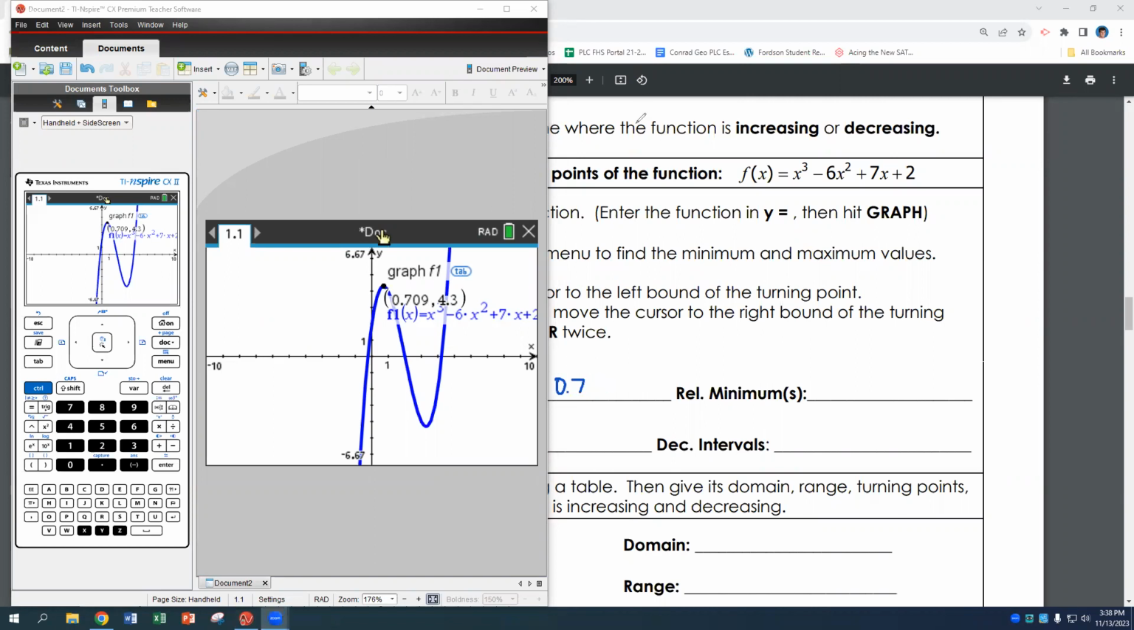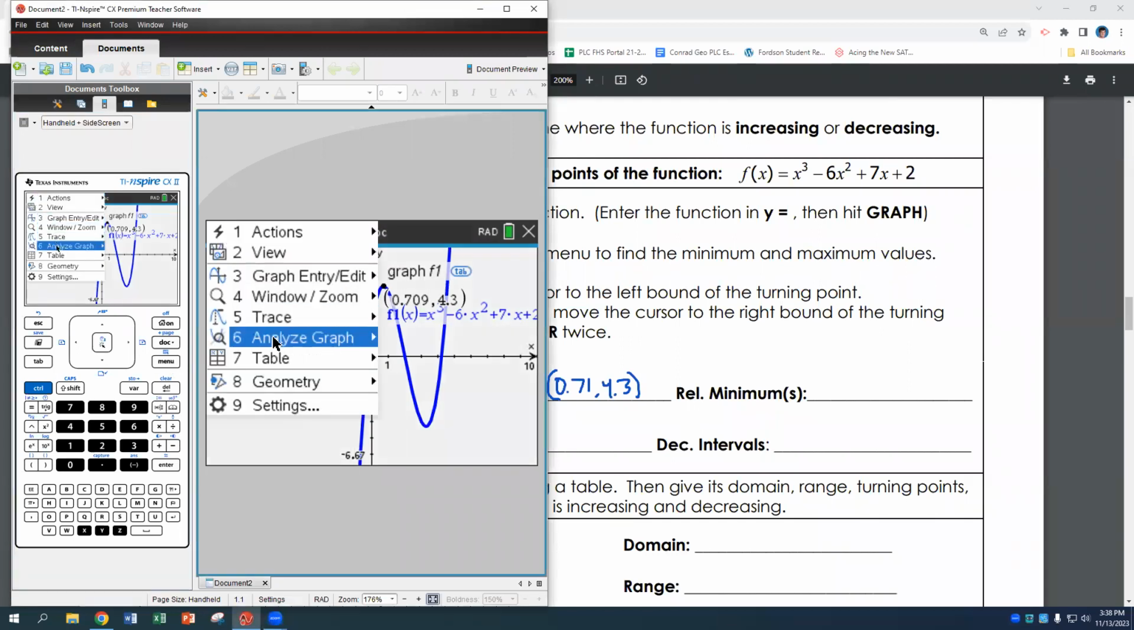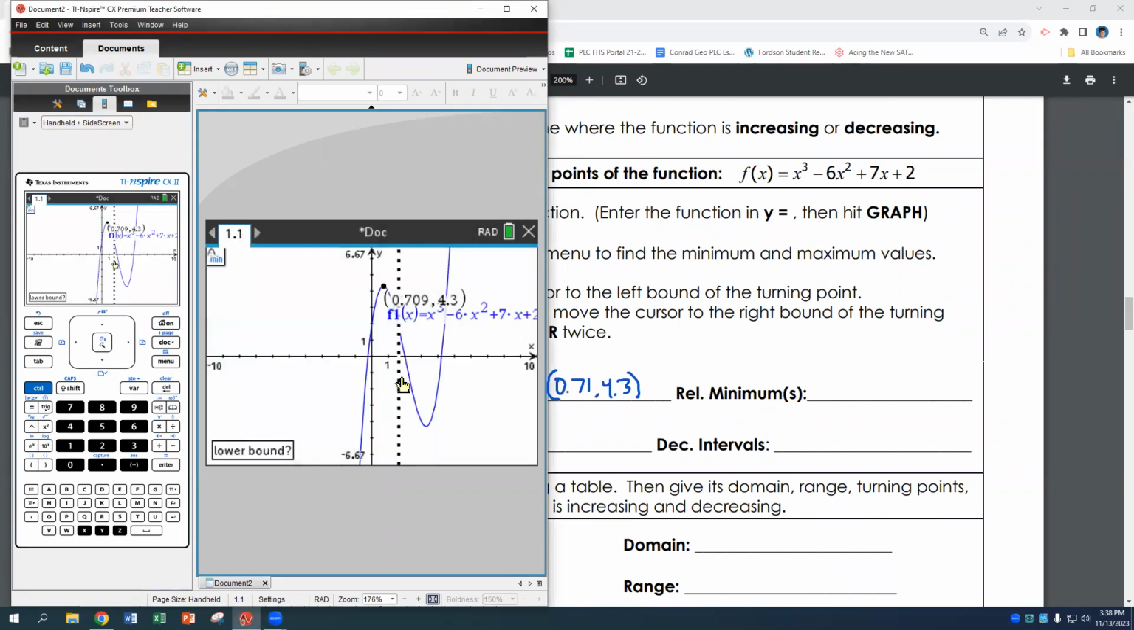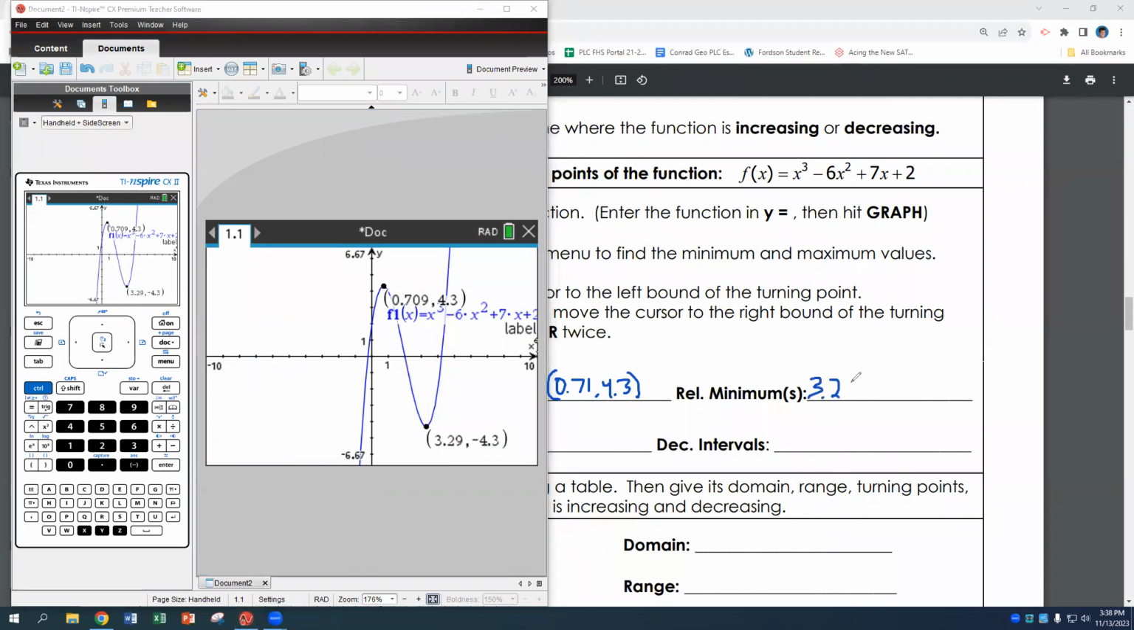Let me round it to 0.71, comma, 4.3. Okay, my relative minimum. If I want the minimum, I need to go to menu, analyze graph, minimum, click to the left, click to the right. There's my minimum at 3.29, comma, negative 4.3.